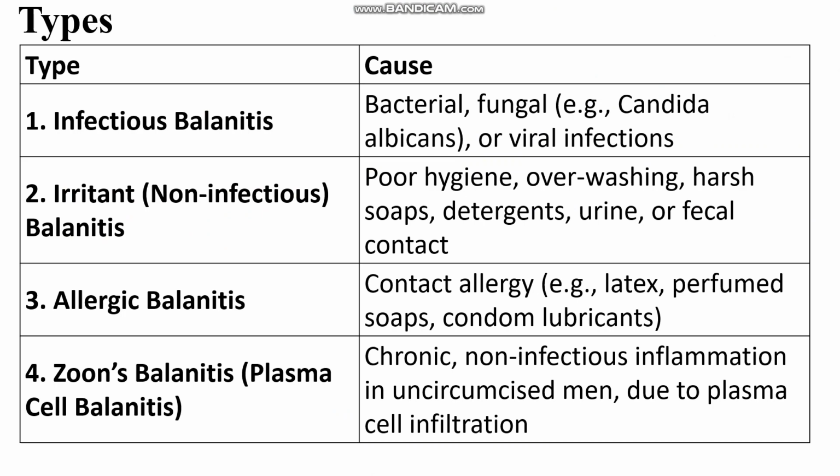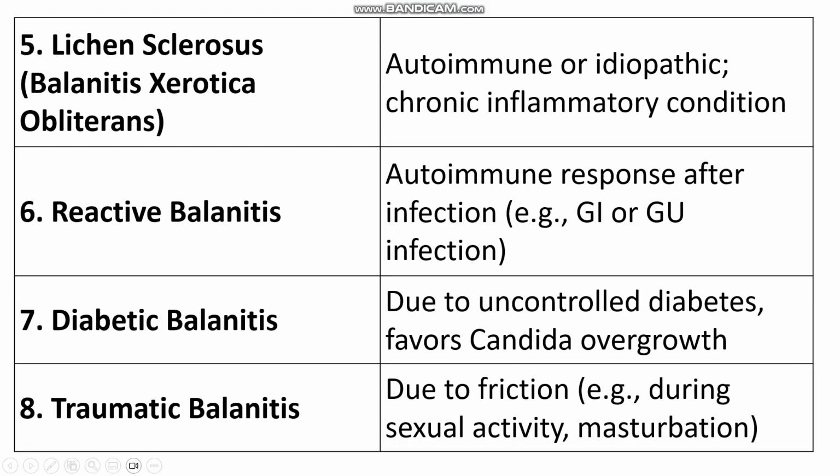Fourth one is Zoon's balanitis, also termed plasma cell balanitis. That means due to plasma cell infiltration into the glans penis, this kind of inflammation can occur. It is a chronic non-infectious inflammation and commonly seen in uncircumcised men. Fifth one is lichen sclerosis, or the other name is balanitis xerotica obliterans. It is considered an autoimmune disorder, and it is also a chronic inflammatory disease.